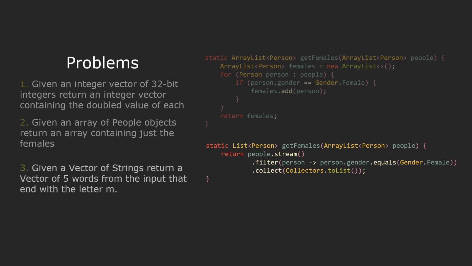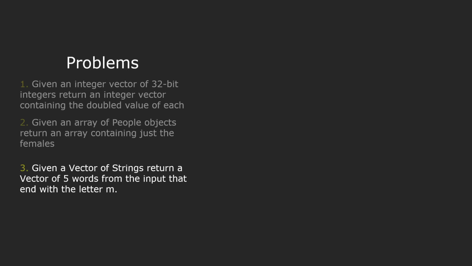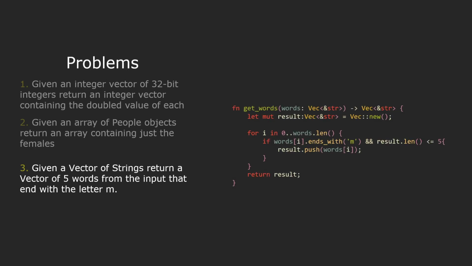And then finally, for a final example, given a vector of strings, return a vector with just 5 words from the input that end with the letter M. So we have another Rust example here. This one's a little more complicated than the other ones. I tried to start easy and then work our way up. So we have our input, and then we have a result vector that I've created, and now we just loop over the input, and if it ends with M, and the result is less than or equal to 5, then we just push to result.